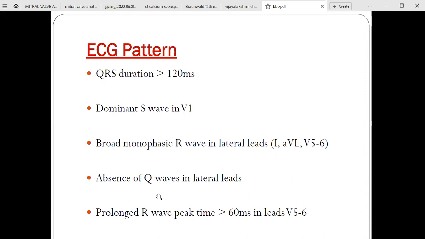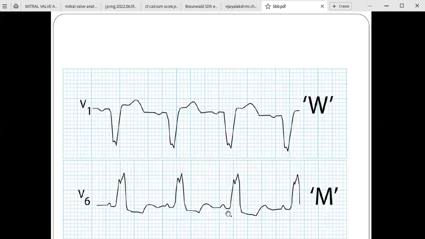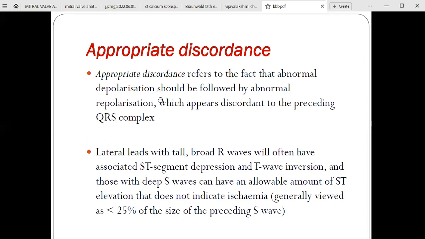Other changes you can see are absence of Q waves in the lateral leads, and a prolonged R wave peak time of more than 60 milliseconds. R wave peak time is from the start of the R wave to the peak of the R wave. That will be slightly delayed because this is a bundle branch block with delayed activation. The right ventricle gets depolarized earlier and the left ventricle a little later.